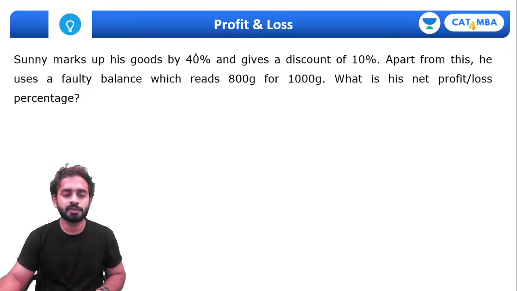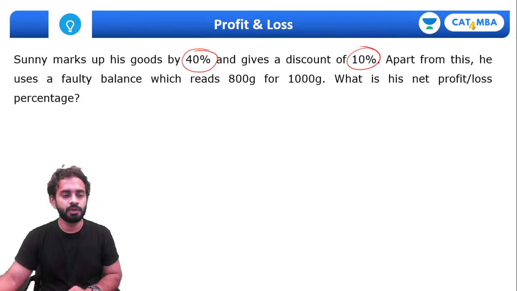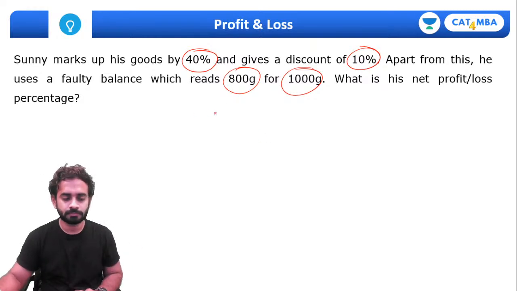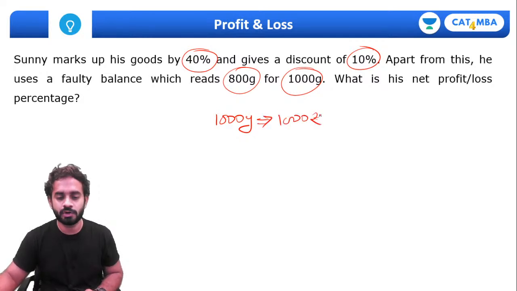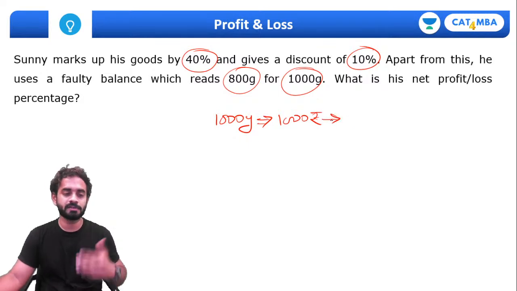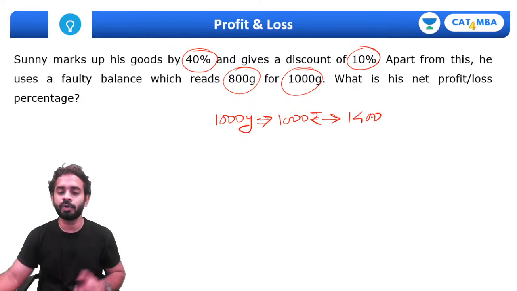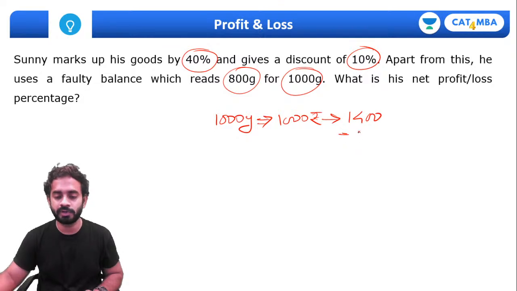Sunny marks up his goods at 40% and gives a discount of 10%. Apart from this, he uses a faulty balance which reads 800 grams for 1000 grams. What is his net profit or loss percentage? Okay. Now let us consider 1000 grams. The cost price of 1000 grams is 1000 rupees. So he has increased its marked price by 40%, that is, his marked price is 1400 rupees. But on this 1400 rupees, he gave a 10% discount. So 10% of 1400 will be 140. So this comes out to be 1260 rupees.